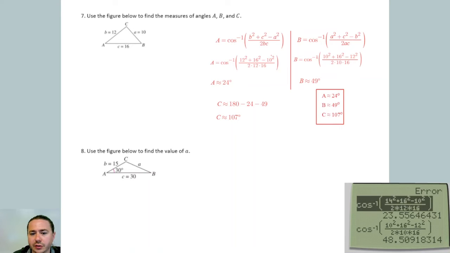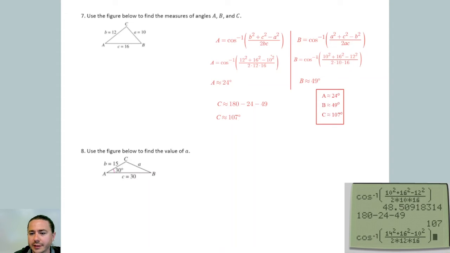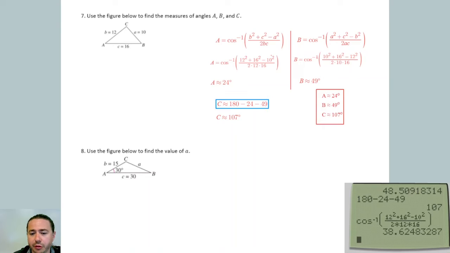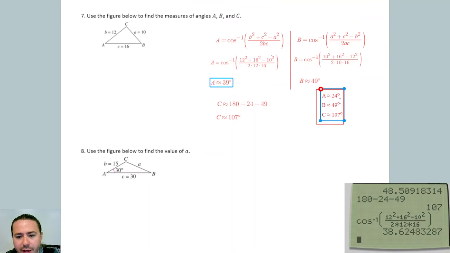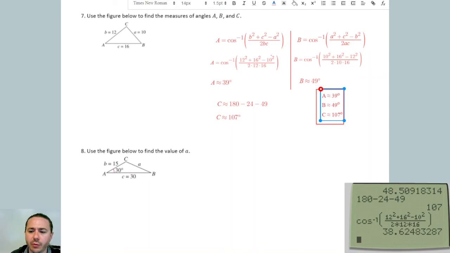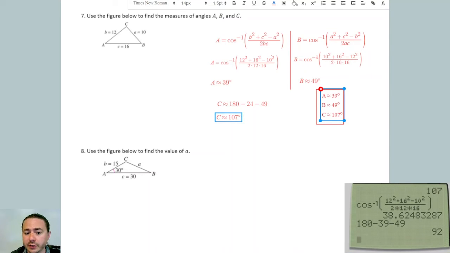Wait a minute. Oh gosh. Look at this. I didn't type that in right. There's a 12 there that somehow is a 14. Maybe that was from the last problem and I just didn't type it all the way. So this is going to change. Let's fix that. So this is actually going to be 39 degrees. Okay, let's go ahead and fix that up, 39 degrees. And then we got 49, which is going to affect our final answer here for angle C. 39 and 49 gives me 92 degrees.